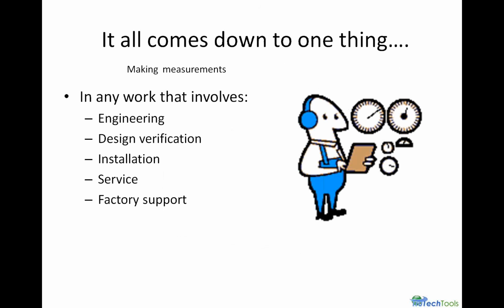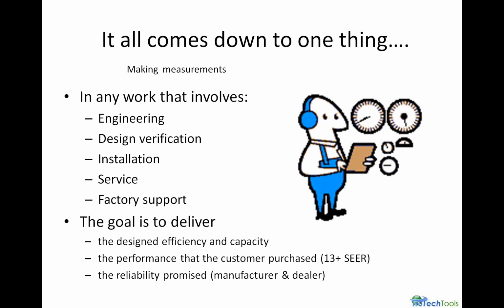Any work that involves engineering, design verification, installation, service, or factory support, our goal is design efficiency and capacity. It's the performance the customer purchased. They bought a 13-plus SEER unit, and it also comes down to reliability. The customer at the end of the day wants to make sure they're getting full capacity out of that unit at its maximum efficiency, and that it's reliable. And if we do the performance testing and make sure the equipment's operating the way it's engineered to, all those things will fall into line.